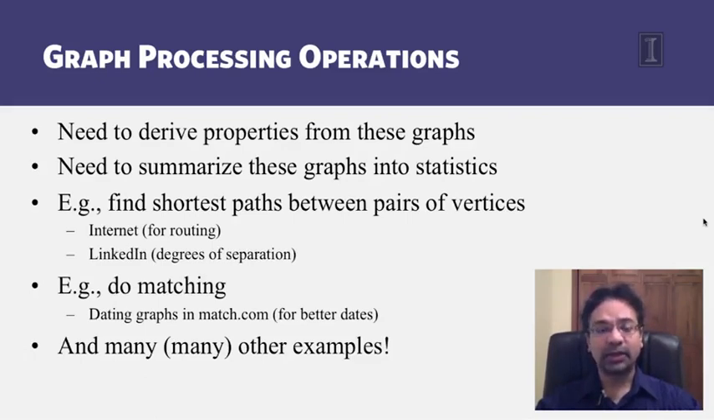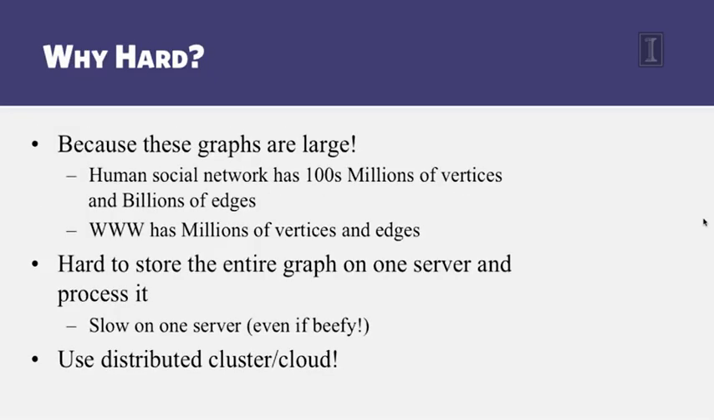In dating websites such as Match.com, graph processing operations are used to find good matches between pairs of users. And there are many other examples of graph processing applications being used. So what's so challenging about this? Well, one of the biggest challenges is that these graphs are very large. The human social network has hundreds of millions of vertices and billions of edges.